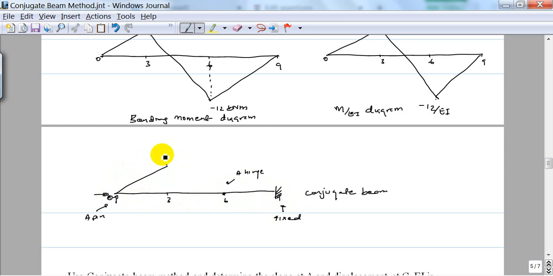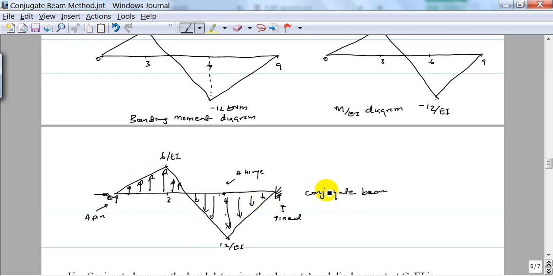So now this is the beam, and I'm going to have my load, that is the M over EI diagram, which is going to be the load: 6 over EI, then here 12 over EI. I'm not marking minus 12 over EI. The reason is, when it comes to a load, we are applying in that direction. If it's a positive load, it acts upward. If it's a negative load, it acts downward.